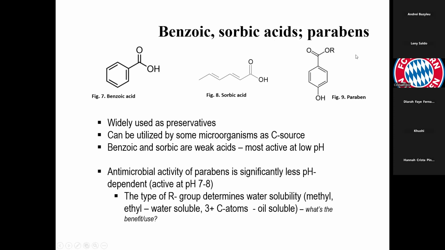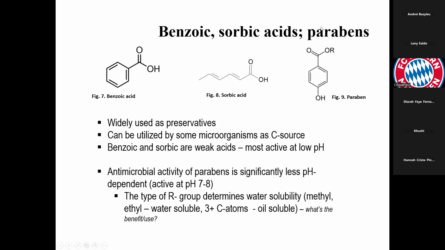You can supply two different types of chemicals. One will be water soluble, one will be oil soluble. And then if worse comes to worse, you can have both phases still protected. So that significantly increases the shelf life of the product, which obviously translates into better profits and so on and so forth, right? Less expensive products, more profits and so on.